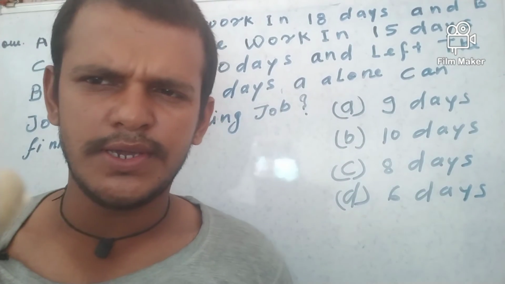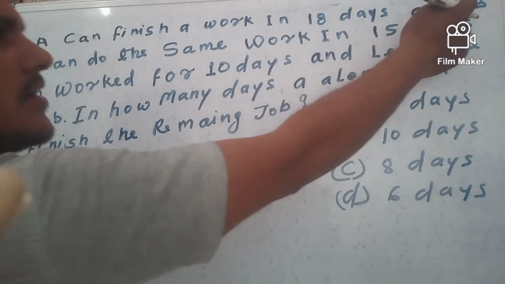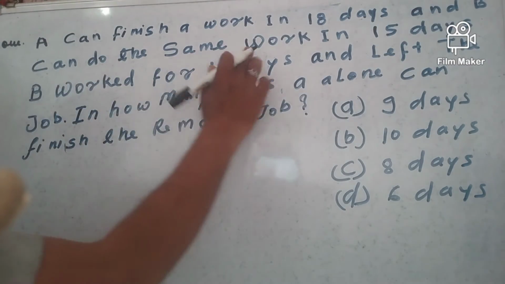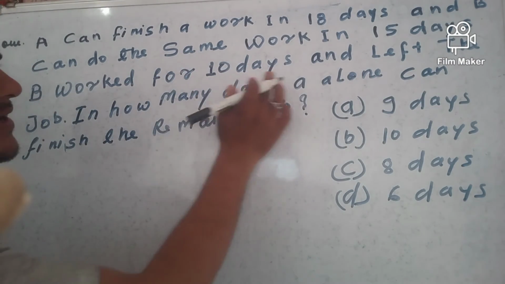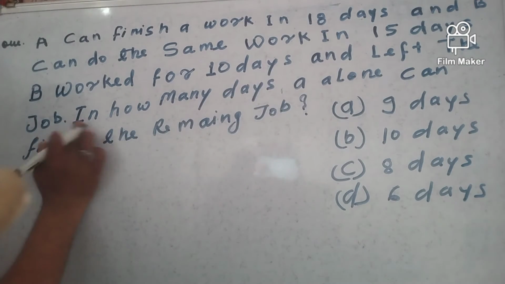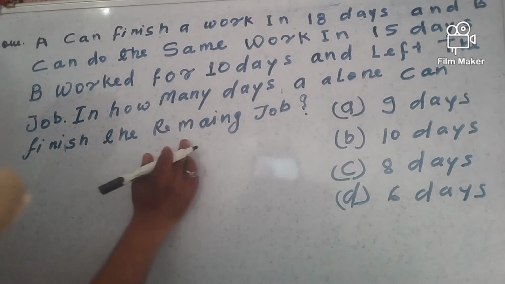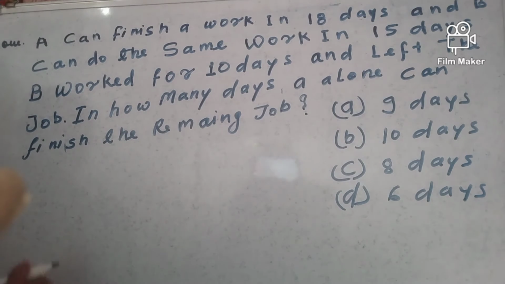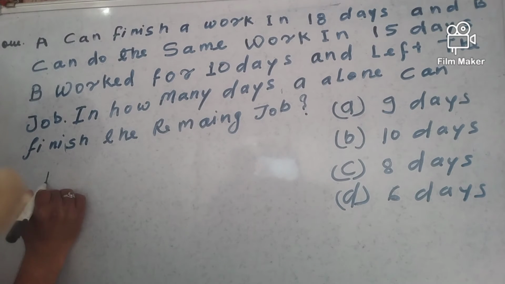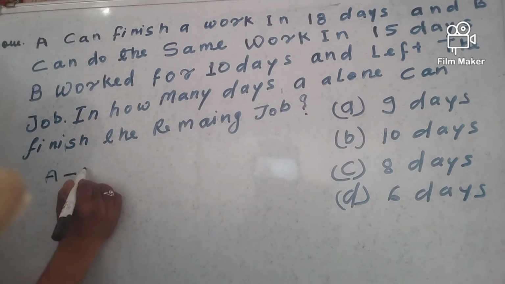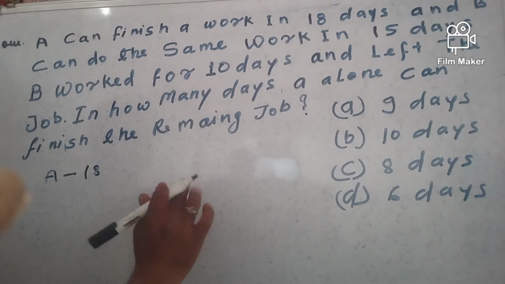Question number 2, read carefully. A can finish a work in 18 days and B can do the same work in 15 days. B worked for 10 days and left the job. In how many days can A alone finish the remaining job? Okay, so see here, A can finish in 18 days. The same work B can finish in 15 days.